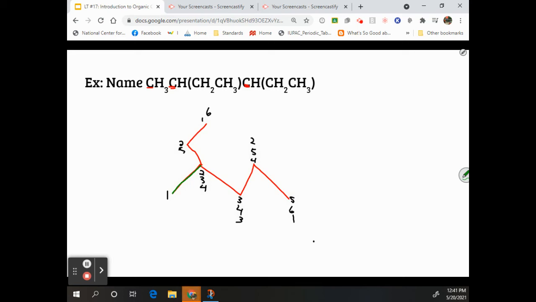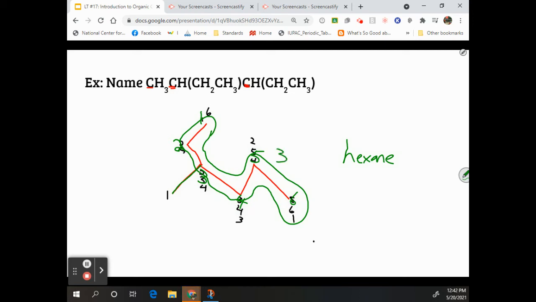So now I'm going to name this thing. Here is my longest chain. I put this one as 1, 2, 3, 4, 5, 6. 6 is hexane. So hexane is going to be my last part of this name. And on the 1, 2, 3rd carbon, I've got another methyl group.